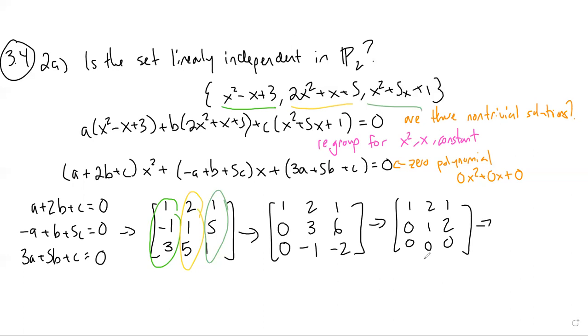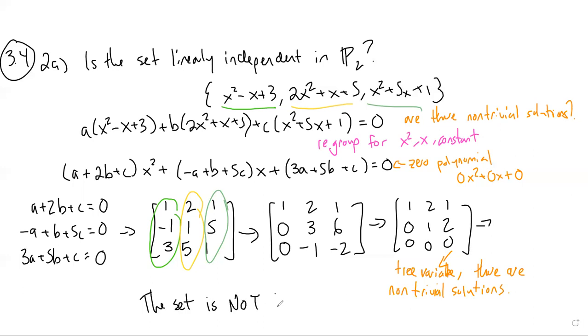And right here, this is enough to actually make our conclusion. I could very well just say right here, there are going to be free variables. Pointing to the wrong column. So this is a free variable. So there are non-trivial solutions. And therefore, we can say that the set is not linearly independent, or if you like, you can say it's linearly dependent.